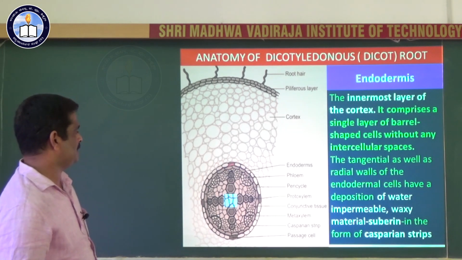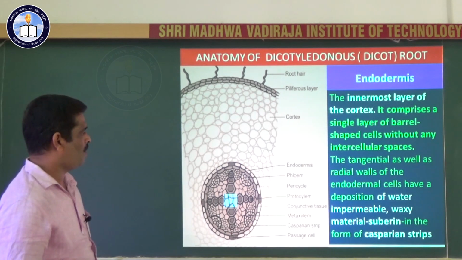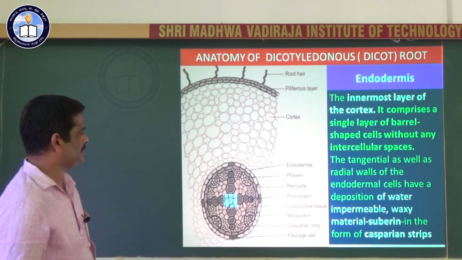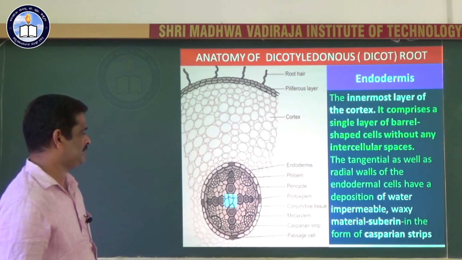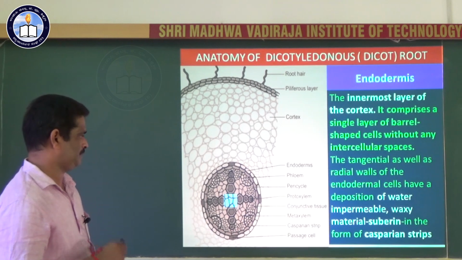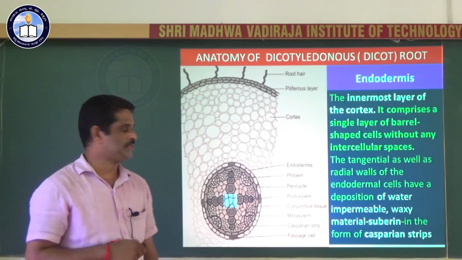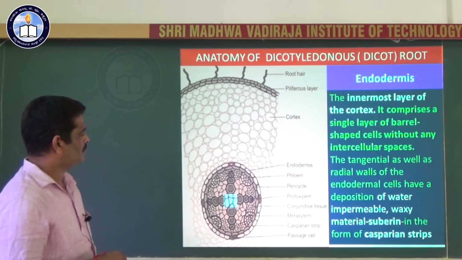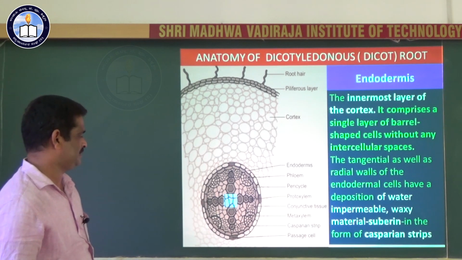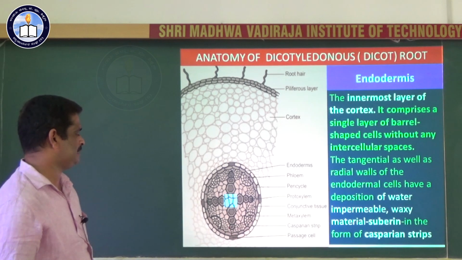This water impermeable waxy material is deposited on the radial as well as tangential walls of the endodermis. That is what we call the Casparian strips. It means endodermal cells possess the Casparian strips. Some of the endodermal cells which are opposite to the protoxylem do not have the Casparian strips; those are what we call the passage cells. What are passage cells? Passage cells are the cells where there is no suberin deposition.